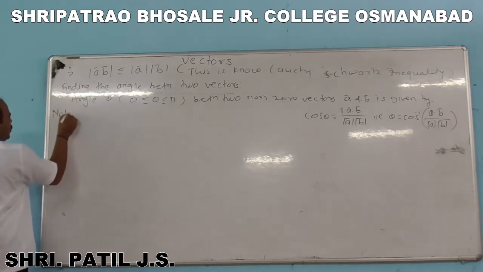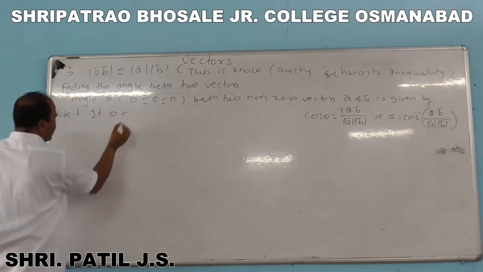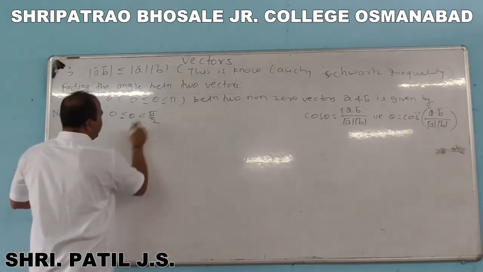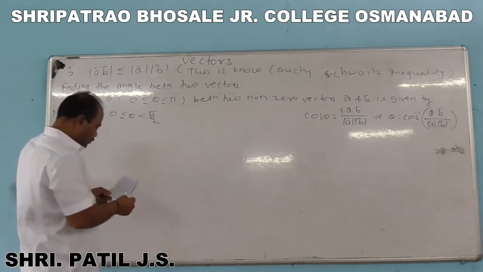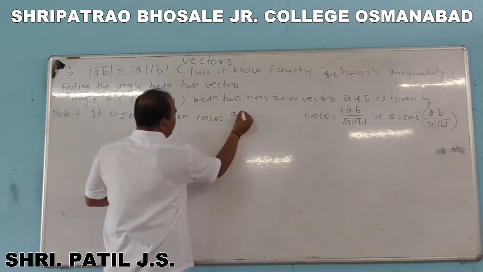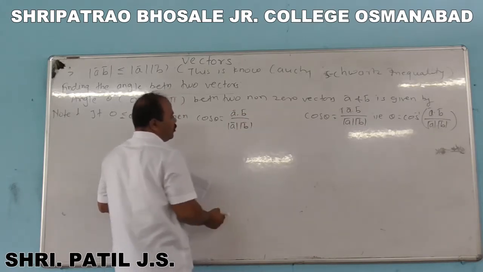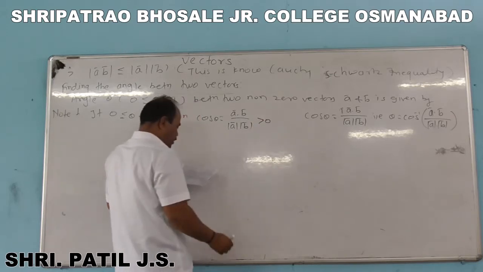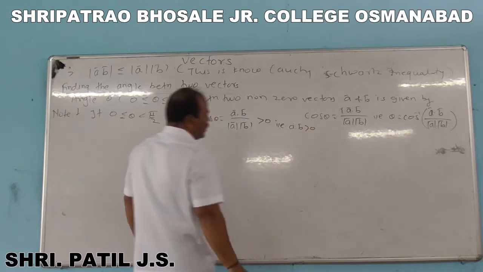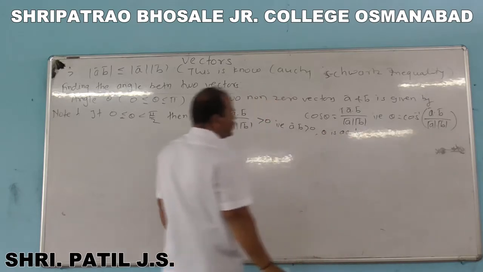Note first, if 0 is less than or equal to theta less than pi by 2, that means this is the first quadrant, then cos theta equal to A bar dot B bar divided by mod of A bar into mod of B bar, which is greater than 0. That means the dot product of the two vectors is greater than 0. That means theta is acute.